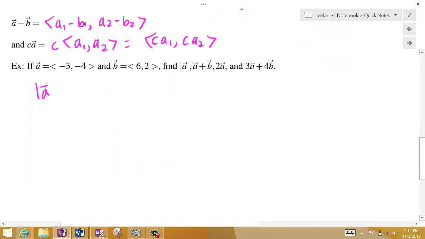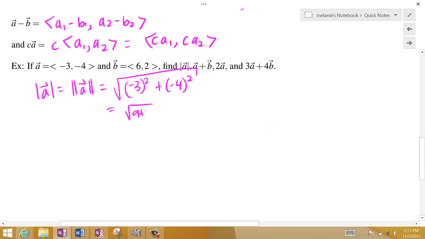So if you see the magnitude of A and your textbook uses double bars, it's exactly the same thing. So this means take the first component, square it, take the second component, square it, then take the root of both pieces. So we get what? The square root of 9 plus 16, which is the square root of 25, which is 5. So the magnitude of A is 5.